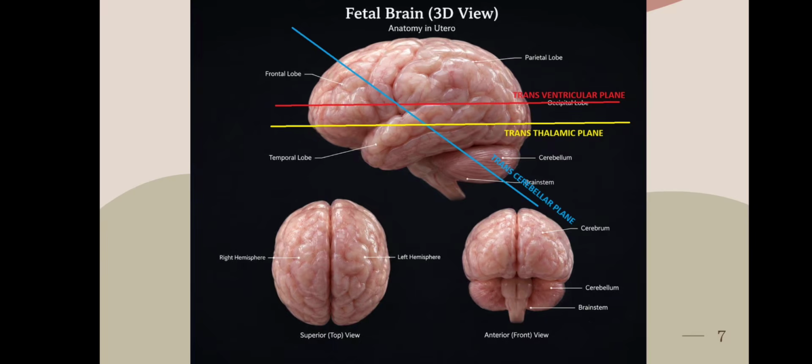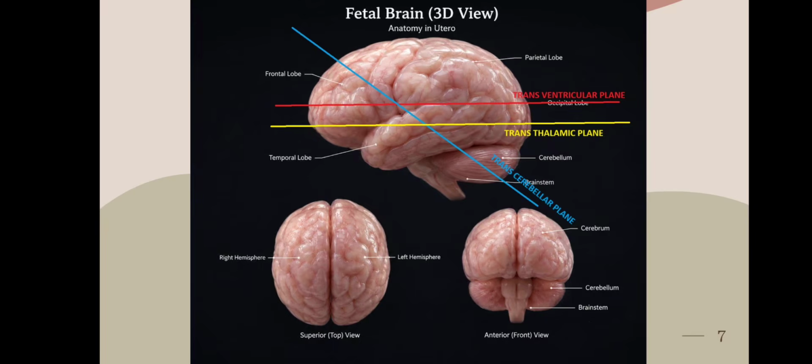Before discussion of the actual scan plane, let's see the brain anatomy. Watch the first image of the lateral view of the brain. Look at the three lines: red, yellow and blue. The red one crosses the ventricular area, the yellow one crosses the thalamic area but not the cerebellum. The yellow line and the red line both do not cross the cerebellum. It means during BPD measurement you will not get cerebellum. If you get cerebellum, you are in the wrong plane.